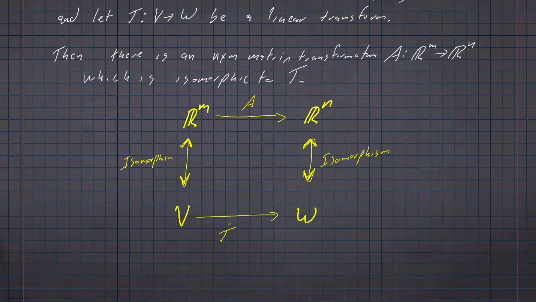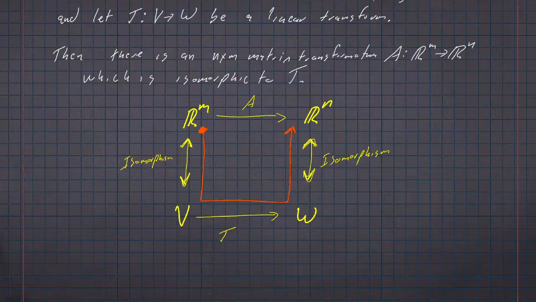So if we know what T is, we can start with a vector in Rm. We can use the isomorphism to turn it into a vector in V. We can use transformation T to turn that into a vector in W. And we can use the other isomorphism to turn that into a vector in Rn. That's the proof of the theorem, entirely by picture.